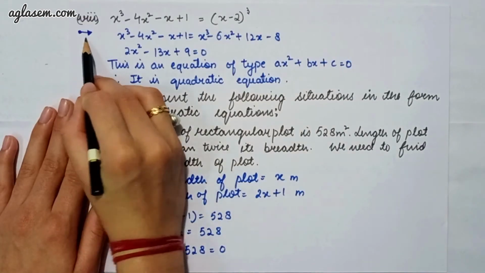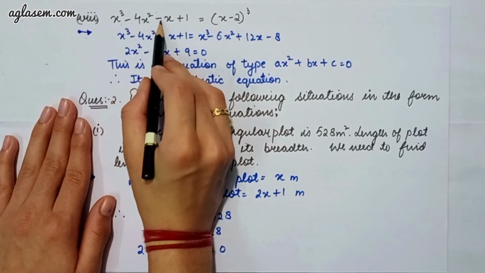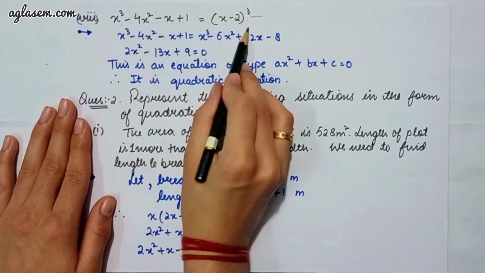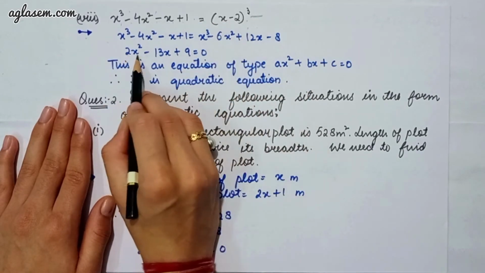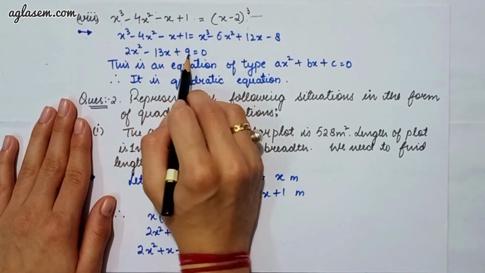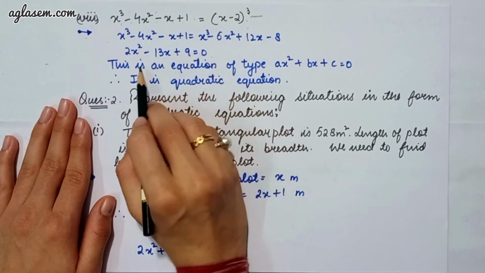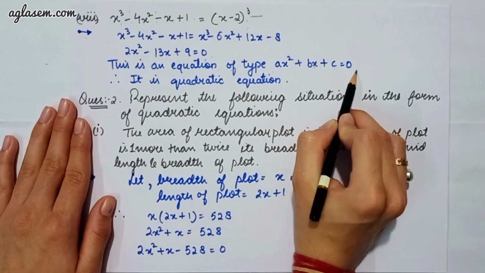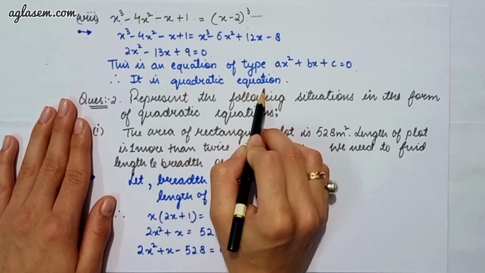Eighth part says x cube minus 4x square minus x plus 1, which is equals to (x minus 2) whole cube. Again solving it, we will get an equation, that is 2x square minus 13x plus 9, which is equals to 0. Therefore this is an equation of type ax square plus bx plus c is equal to 0. That means it is a quadratic equation.